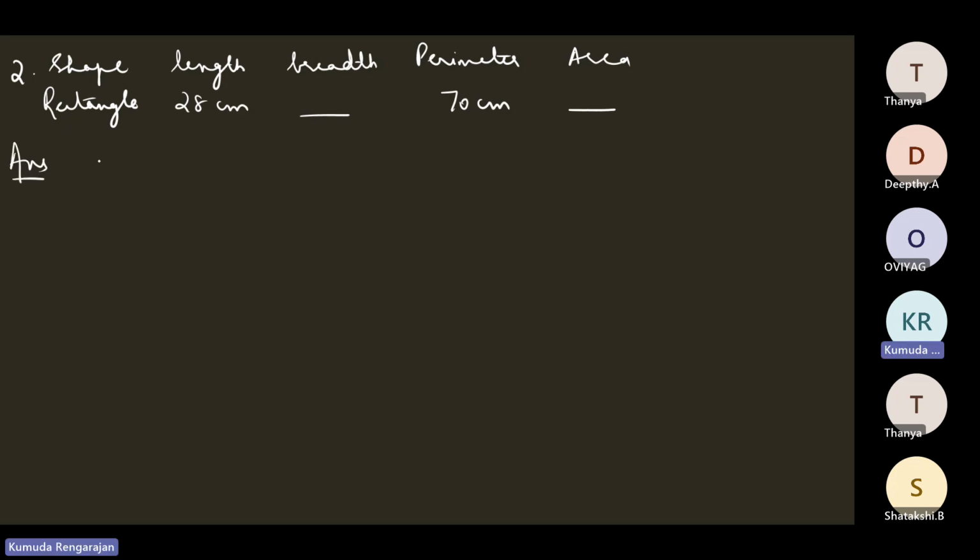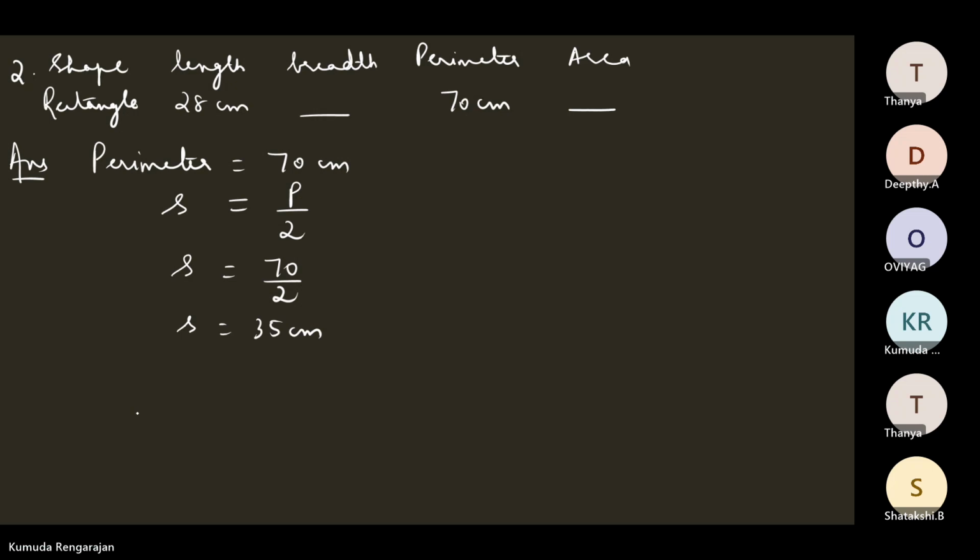So we know that whenever perimeter is given, we have to find the semi-perimeter for a rectangle. So perimeter is equal to 70 centimeters. Semi-perimeter, represented by the letter S, is equal to perimeter divided by 2. So semi-perimeter is equal to 70 divided by 2, which is 35 centimeters. Now we know that breadth is equal to semi-perimeter minus length.